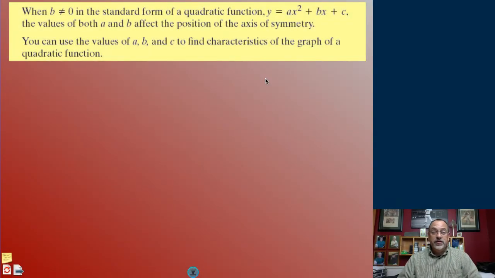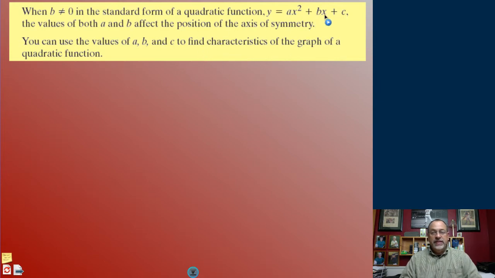Chapter 5, Lesson 2 of Advanced Algebra. We're continuing to look at graphs of quadratics. Now, in the last video, we looked at quadratics where there was no linear term. So this bx term did not exist in the expression. Now we want to look at how to graph these when there is a linear term.